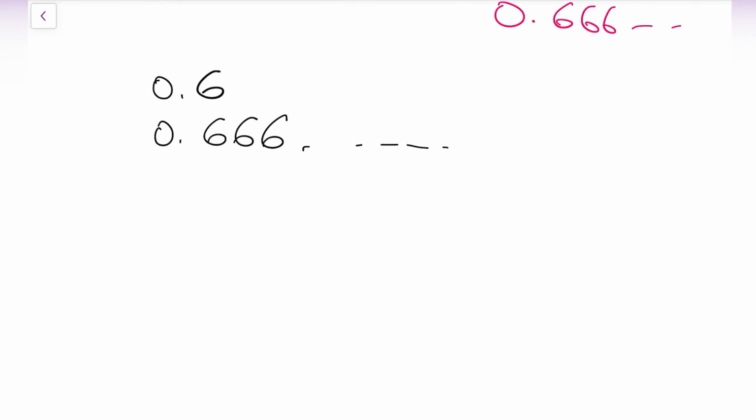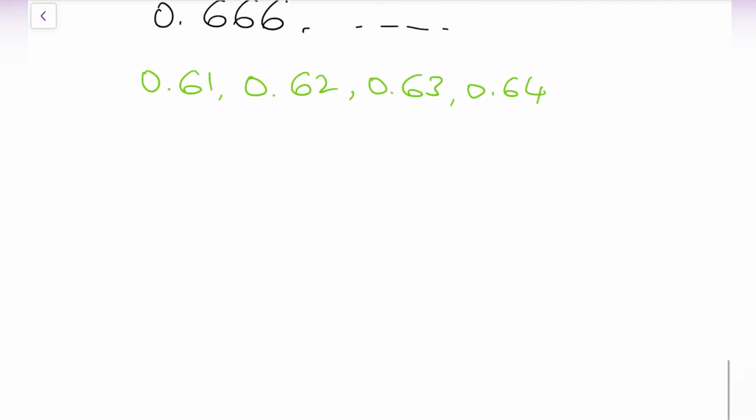We need to write some. 0.61, 0.62, 0.63, 0.64, 0.65, 0.66, 0.622, 0.623, 0.634. Like this, we can write an infinite number of decimals. Now we got all the decimals. Let us convert these decimals one by one to rational numbers.